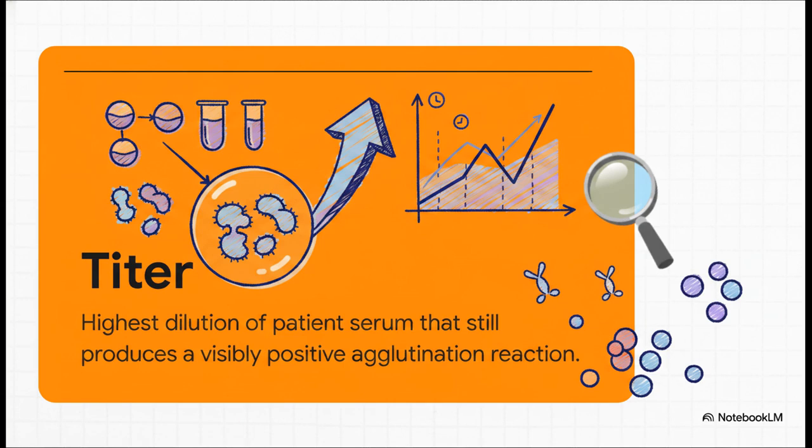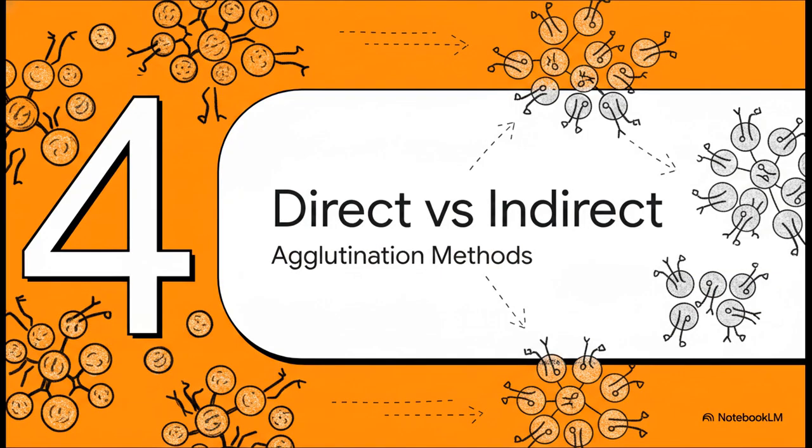By definition, the titer is the highest dilution of the patient's serum that still produces a visibly positive agglutination reaction. This is a critical clinical value because it distinguishes between true negative and false negative results, providing exact antibody estimation. For example, in the Widal test for enteric fever, tracking a rising titer over a few weeks is an absolute diagnostic hallmark. Next up, Section 4, direct versus indirect agglutination.